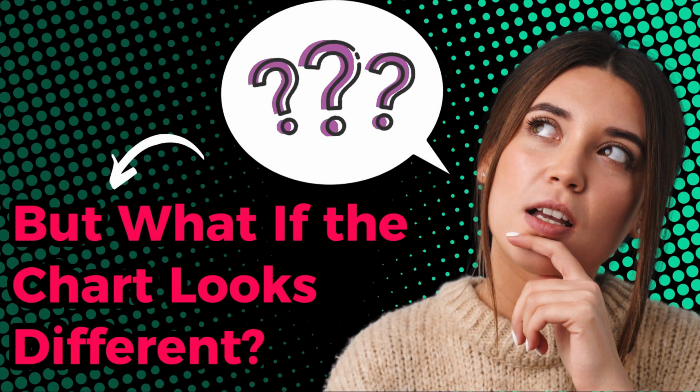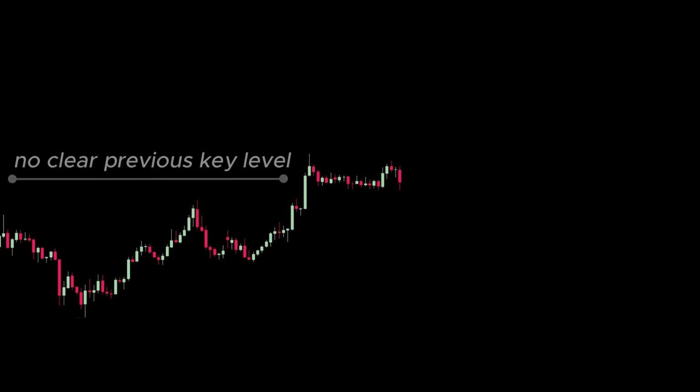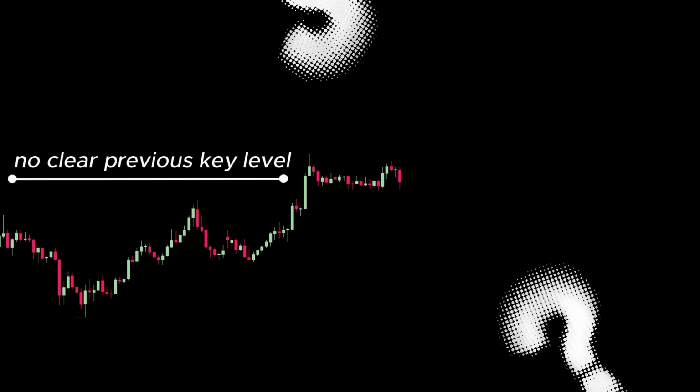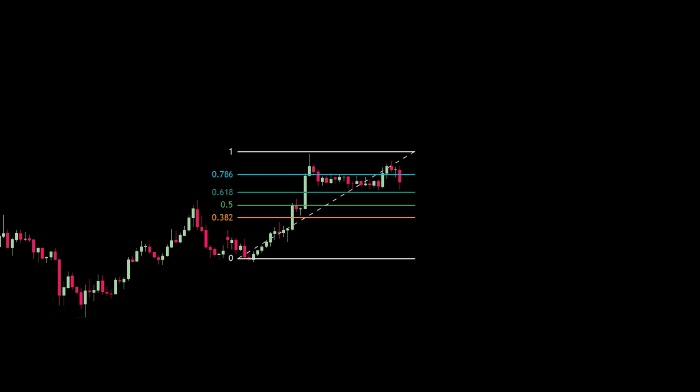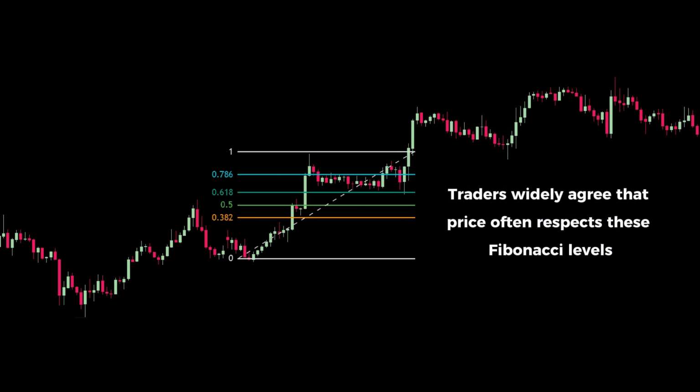But what if the chart looks different? For example, the price moves up and makes a pullback, but there is no clear previous key level. In that case, how can we know where the pullback might stop? This is where the Fibonacci retracement tool becomes very useful. So, when I apply the tool to one chart, you'll notice several key levels based on Fibonacci appear. These levels are generated automatically by the tool. As you can see, the price touched one of these levels and then bounced back up. Traders widely agree that price often respects these Fibonacci levels.